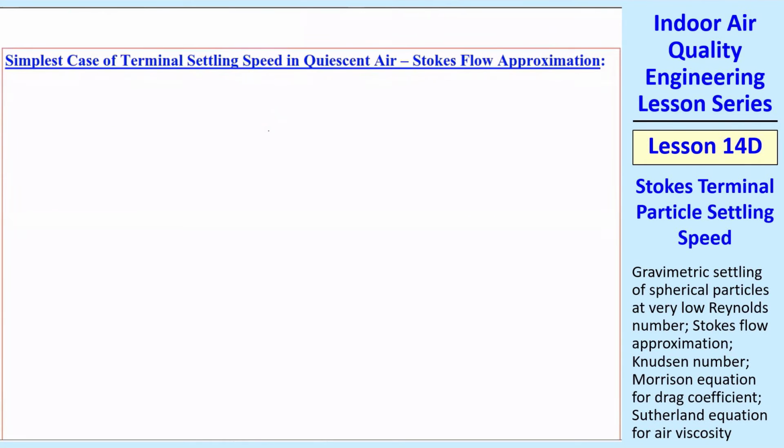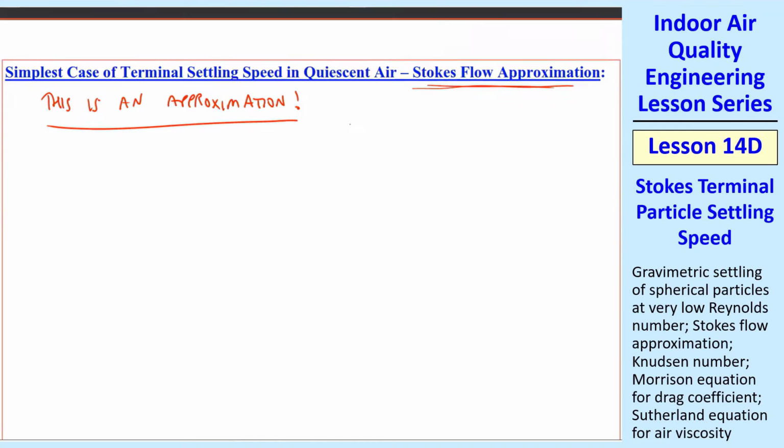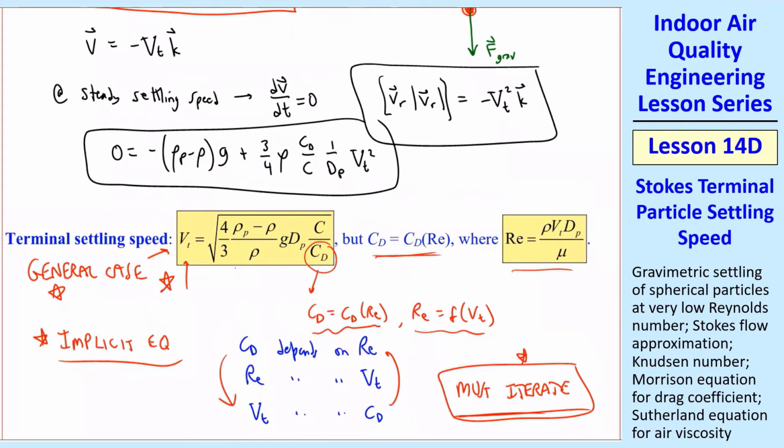Now I'm going to do the simplest case of terminal settling speed in quiescent air, and that is if we make the Stokes flow approximation. I must emphasize that this is an approximation. Pretty much everything we do in engineering is an approximation. But I mean, this is even an approximation of this general equation that we have. What we're going to do, instead of using Morrison's equation, we'll use the simplified equation for Stokes flow.